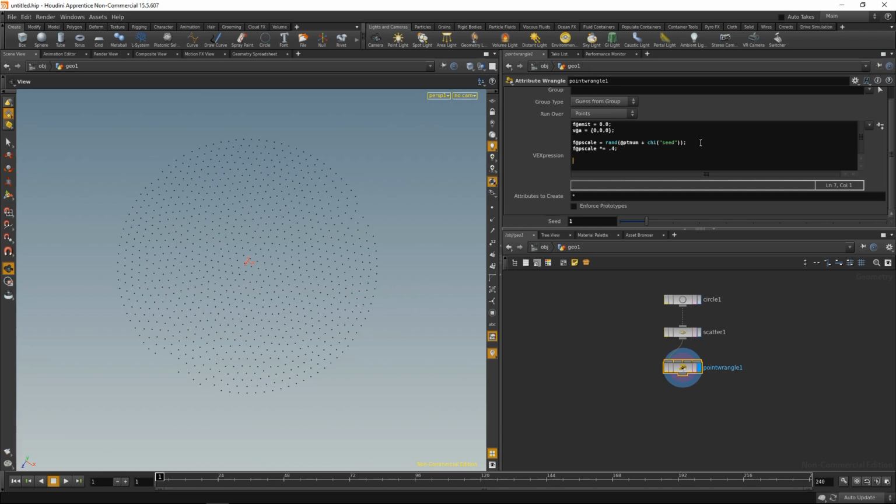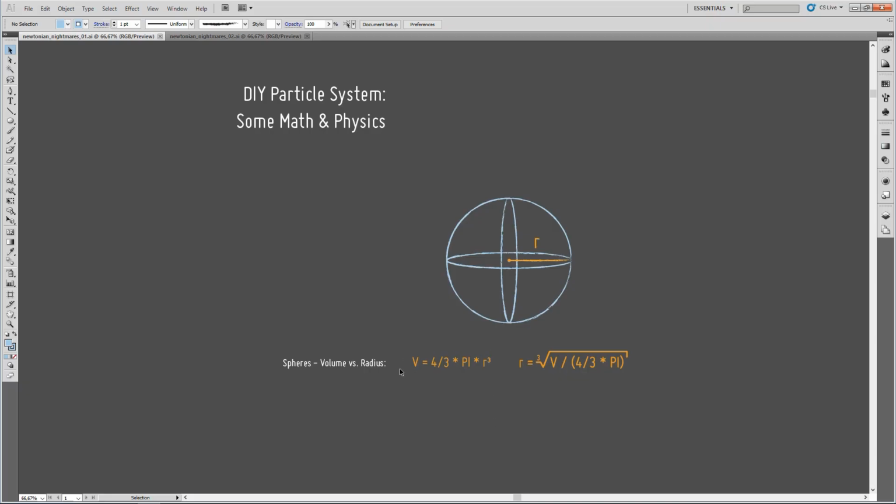And the last attribute my particle needs is the mass. So again, a float called mass. And what I'm going to do here is just use this volume formula to calculate the sphere's mass. And I'm going to use a neat little trick, because 4/3 times pi always remains constant. So I'm just going to calculate that by hand, put it into the formula, and then multiply it only by r cubed, so by p-scale cubed.